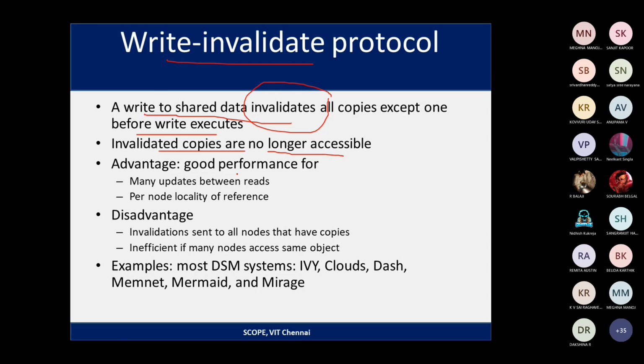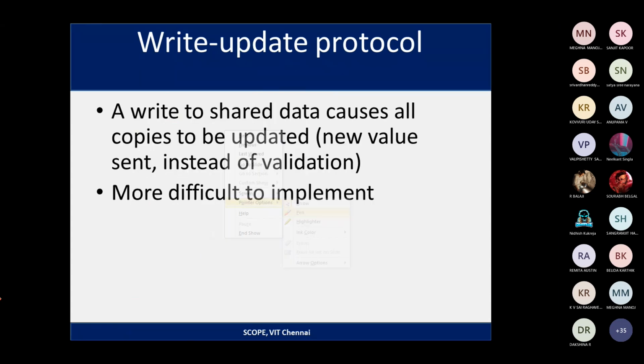The advantage is that we get good performance if there are many updates between the reads, and we can have per-node locality of reference here. The disadvantage is that invalidation is sent to all nodes that have copies, and it is inefficient if there are many nodes accessing the same objects, because we are sending invalidation to all the nodes which have copies. Examples: most DSM systems like Ivy, Clouds, Dash, Memnet, Mermaid, and Mirage follow this protocol for coherence.